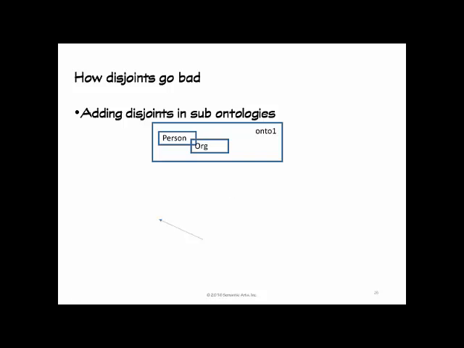So that's kind of the general where it is, how it works sort of thing. There's a kind of a warning I want to give because of the way disjoint kind of inherits down.